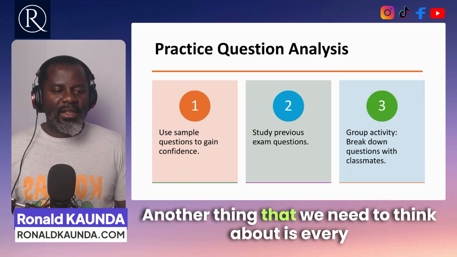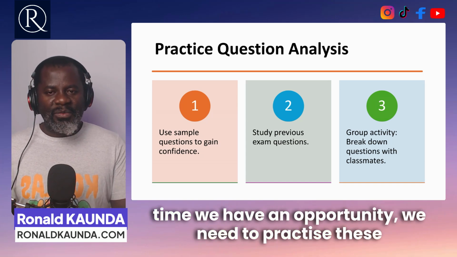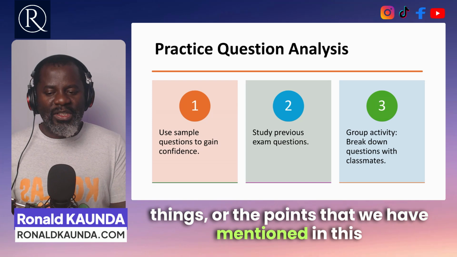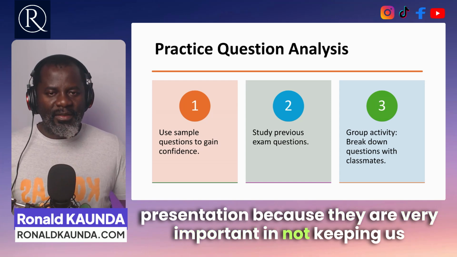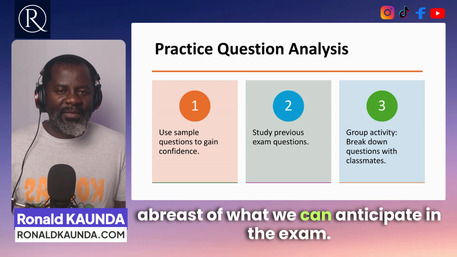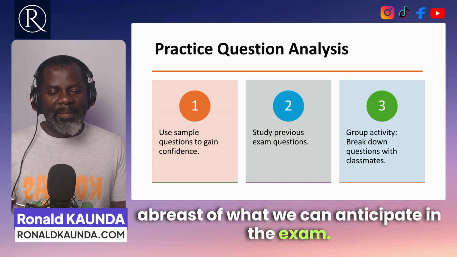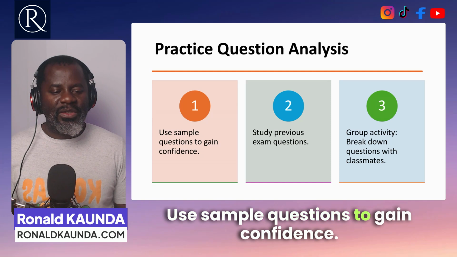Then another thing that we need to think about is every time we have an opportunity, we need to practice the points that we have mentioned in this presentation because they are very important in keeping us abreast of what we can anticipate in the exam. So going through past papers is very important. Use sample questions to gain confidence.